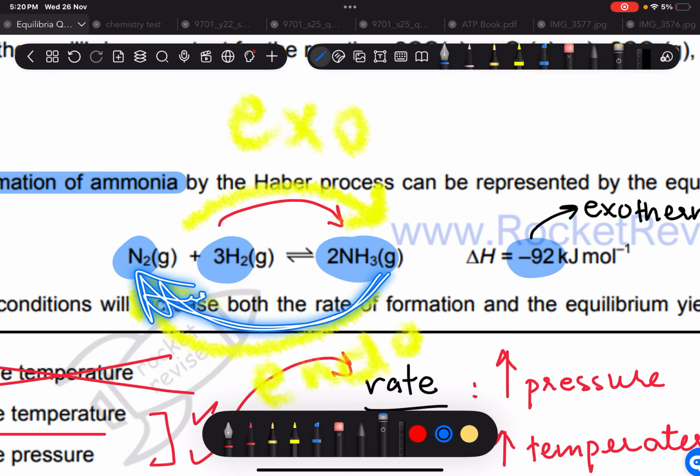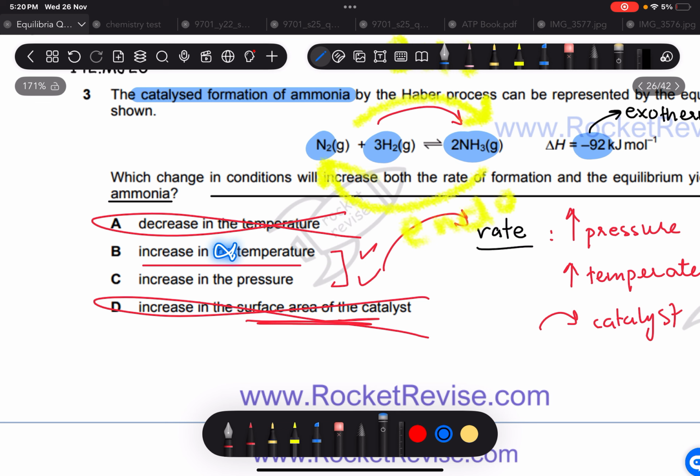So increasing temperature is basically decreasing ammonia, because it's making the reaction move backwards. We need the reaction to go forwards. Obviously not option B. Increase in pressure.